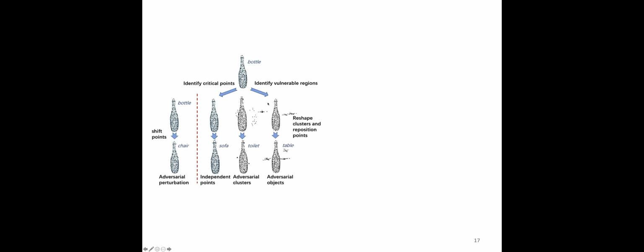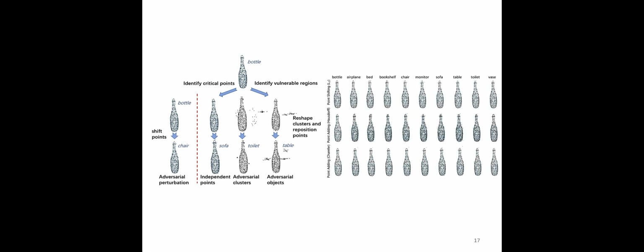Here you can see, to a human, these objects all look like a bottle, right? But here we show different adversarial strategies. For example, you can shift some points and also add some independent points, or you can just add some adversarial clusters or small adversarial objects around the original object. All of them can be misrecognized by PointNet as either chair, sofa, or toilet as a targeted attack. More generally, we can shift some points for the bottles, and although all of them look like a bottle to a human, PointNet will misrecognize them as different targets, shown on the top. Basically, it shows that you can misrecognize these point clouds as any target you want.